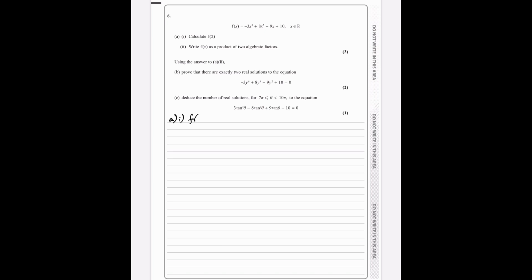Question 6, so calculating f of 2, plugging 2 into the cubic. If you do that carefully, you will get 0 out. It doesn't ask us to show it, but at that point it's telling us that x minus 2, the linear expression x minus 2, is going to be a factor of our cubic because f of 2 is 0. And that's going to help us with part 2.